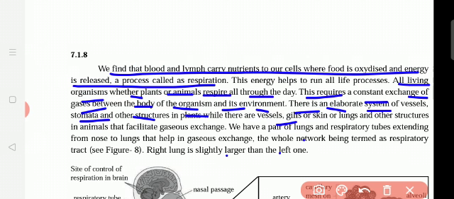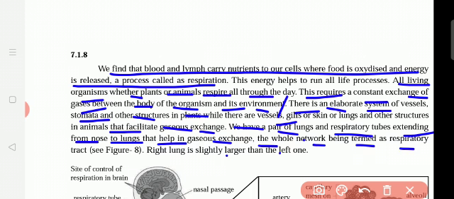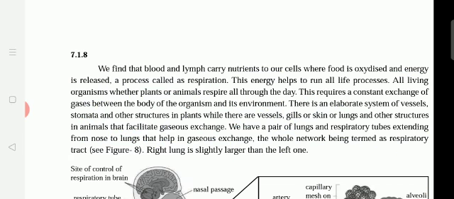Okay, so then animals also facilitate gaseous exchange. We have a pair of lungs. Pair means what? Two. We have two lungs in the body. And respiratory tubes extending from the nose to the lungs help in exchanging gases. The whole network is termed the respiratory tract. The right lung is slightly larger than the left one.